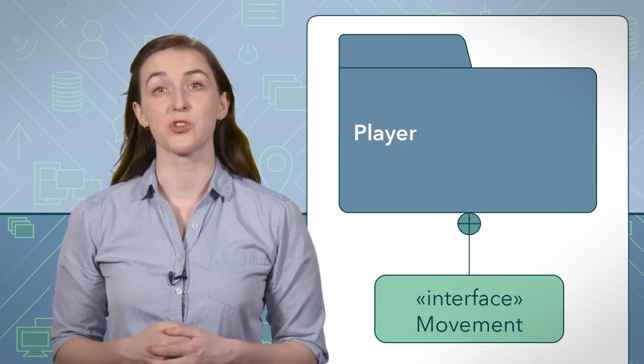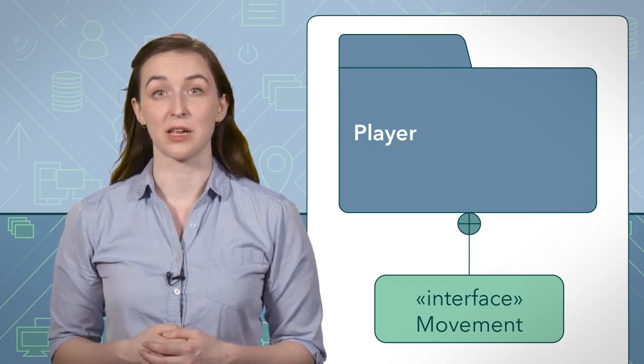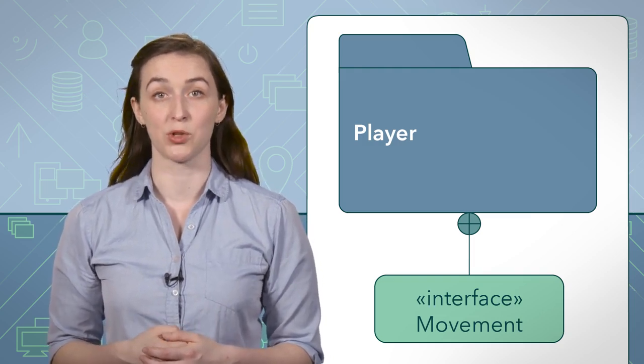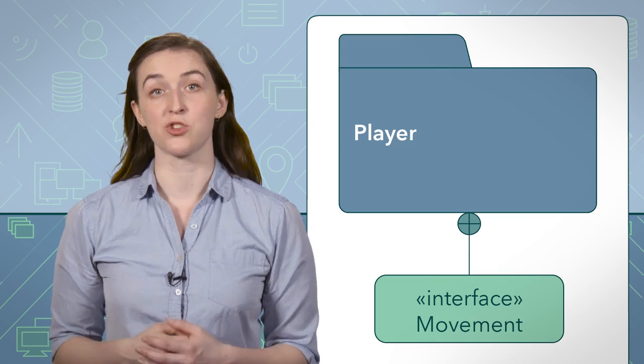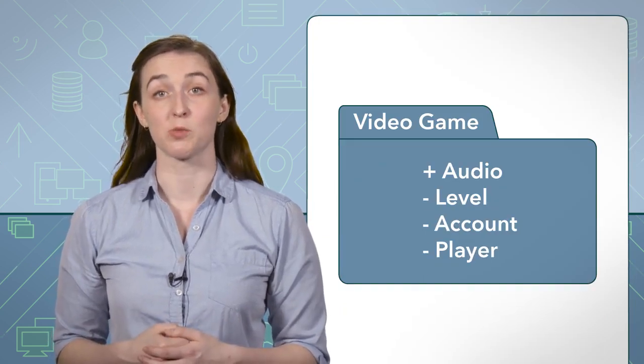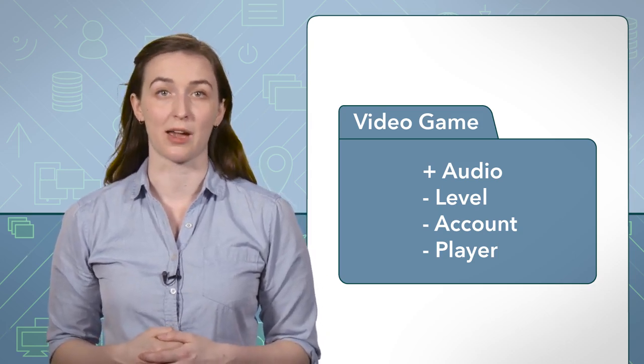Alternatively, you can show a package containing an element using this notation. Again, the player package contains the movement interface. The contained elements in your package will be drawn below its folder in your diagram. This relationship is a composition, where the whole package has an element as a part. You can also list the contained elements in your package by their names. These names can be partially qualified, but should be unique within the package.